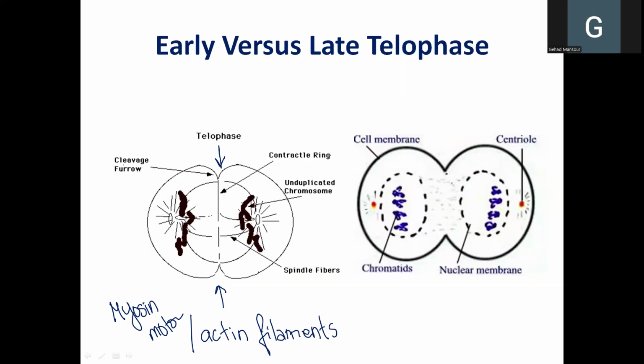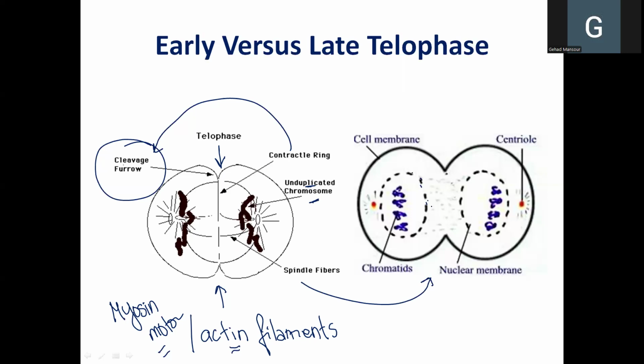And this contractile ring is nothing but the actin filaments and the myosin motor proteins. And the result of this contractile ring is the formation of this cleavage furrow, a furrow that is introductory to cleavage or division of the two cells. And here, as you can see, we have unduplicated chromosomes, but we don't yet have a nuclear envelope and a nucleolus. And then moving on, we start having a reforming.